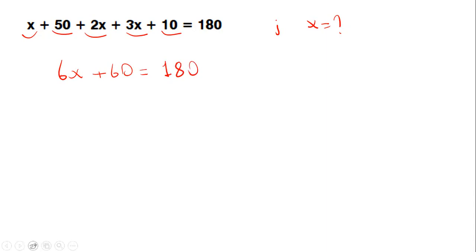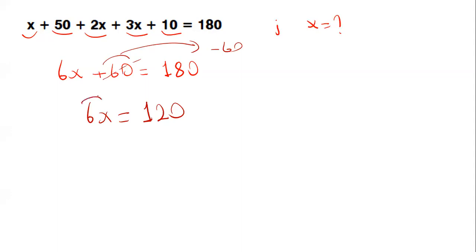And then you leave the unknown alone, so 60 goes to the other side as subtraction. So 6x equals 180 minus 60, which gives you 120. And then x is still not alone, so the 6 goes to the other side as division. x is going to be 20.